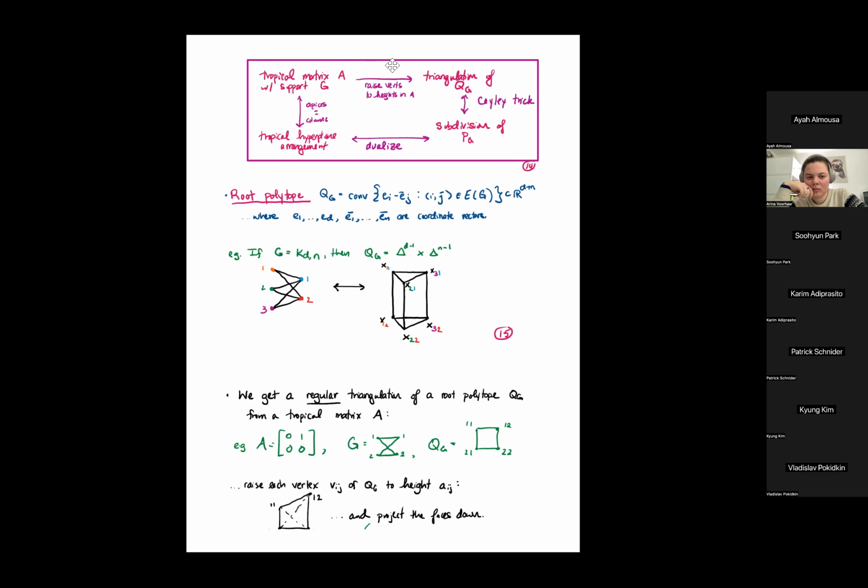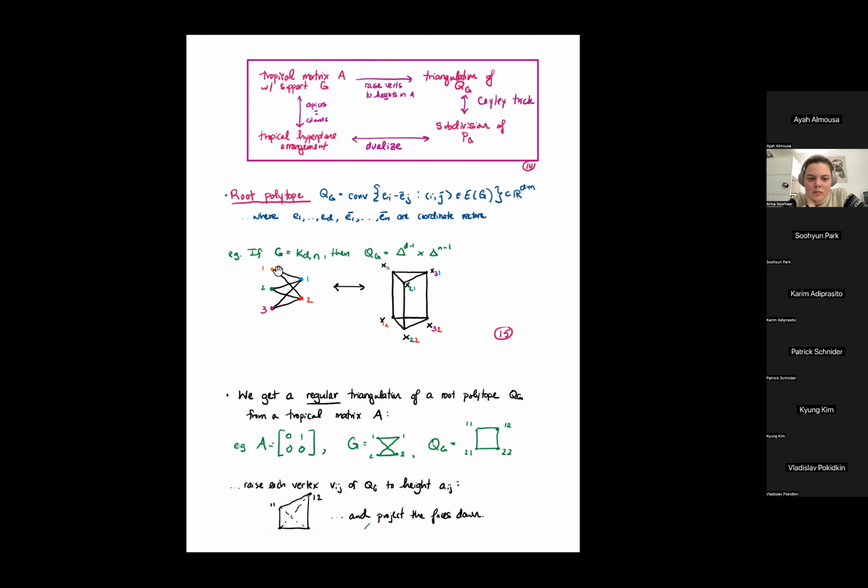And so for those who aren't familiar, a root polytope, so okay, there are multiple definitions of root polytopes out there. I'm actually talking about a specific class of root polytopes here, where I have a bipartite graph. Well, I'm only focusing on the case where G is a bipartite graph.